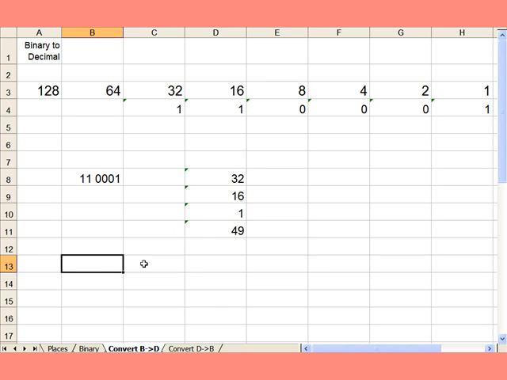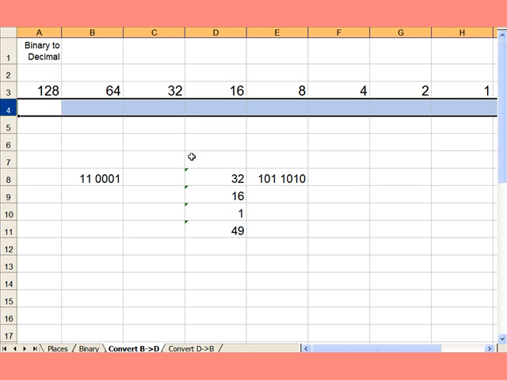Let's try another one. How about 111 0 1 0, and I'll put the space in. Let's change it a little bit there. That makes it more interesting. And we're going to figure out what is the decimal equivalent of that number.